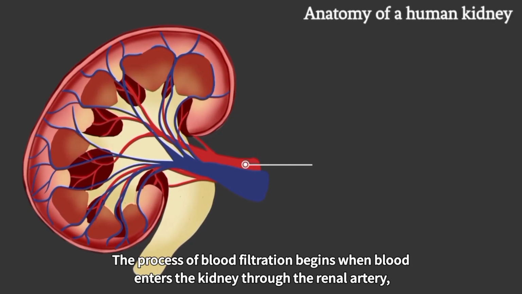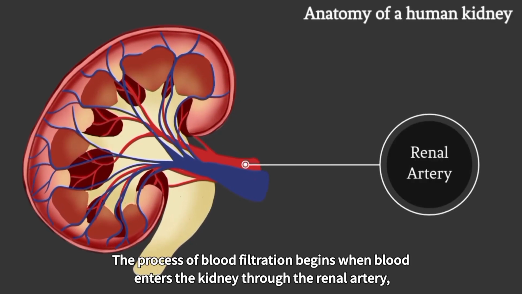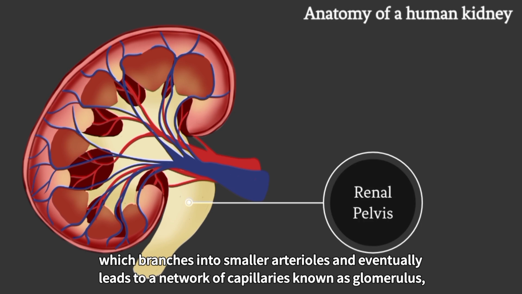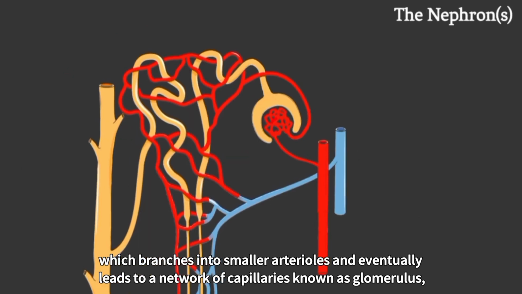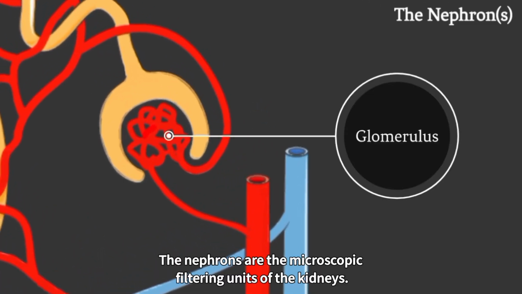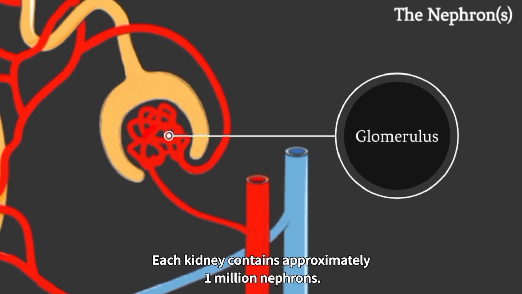The process of blood filtration begins when blood enters the kidney through the renal artery, which branches into smaller arterioles and eventually leads to a network of capillaries known as glomerulus, which is located within each nephron. The nephrons are the microscopic filtering units of the kidneys. Each kidney contains approximately 1 million nephrons.